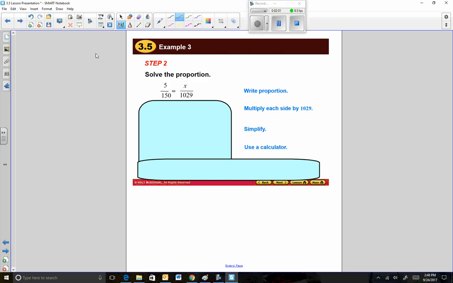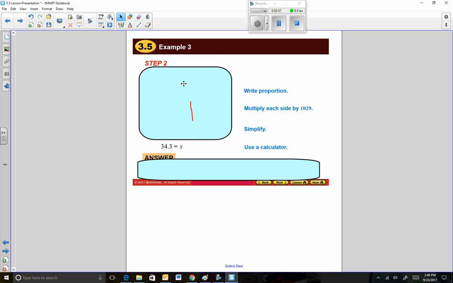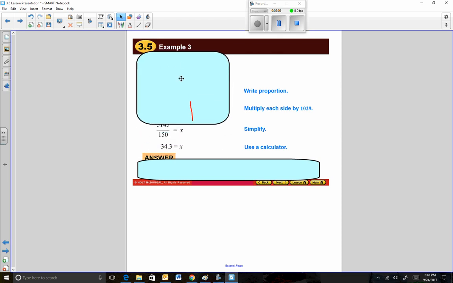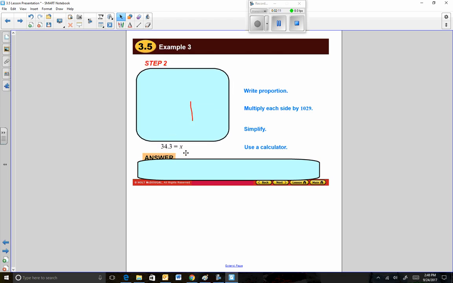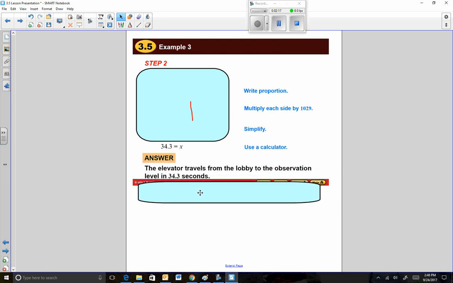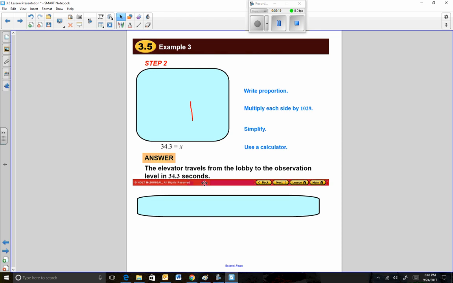All right. As we go through the math, we will find that you get 34.3 as your answer when you cross multiply. So it should take 34.3 seconds to travel from the lobby to the observation level. So if you have a steady rate, like an elevator, then you can write a proportion problem to solve.